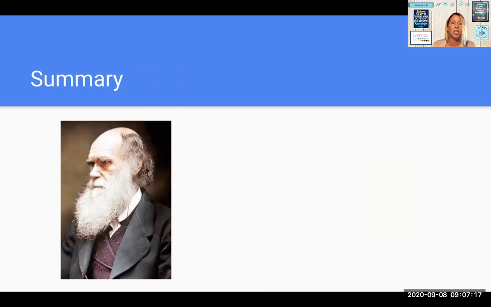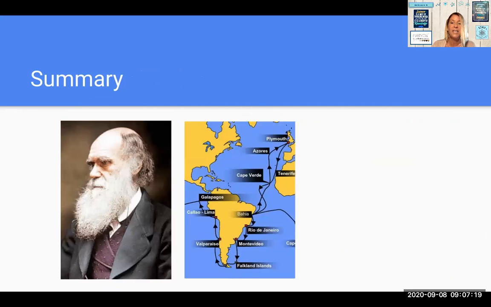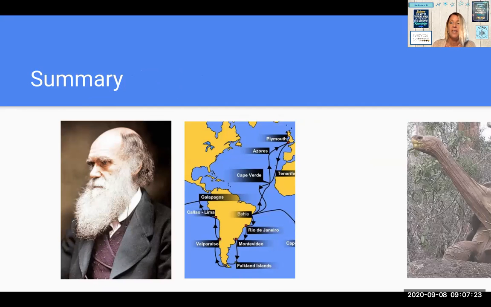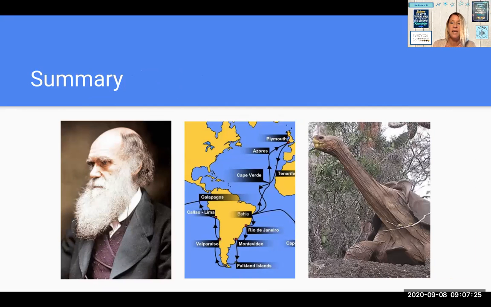Okay, so in summary, there's this guy called Charles Darwin. He traveled all over the world on the HMS Beagle, and he noticed that animals had variations depending on where they were found, and those variations were very specifically well suited to the environment in which they lived.